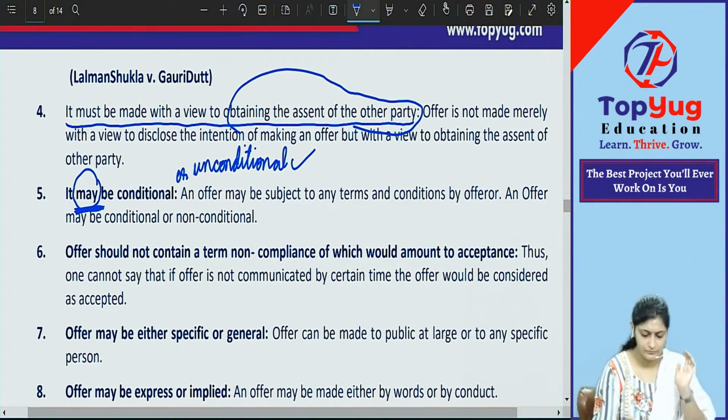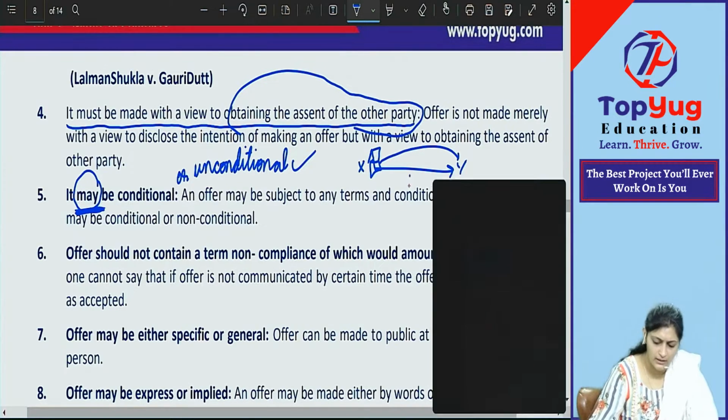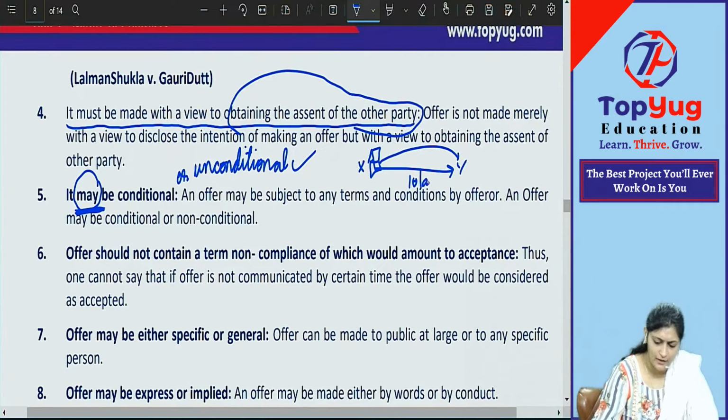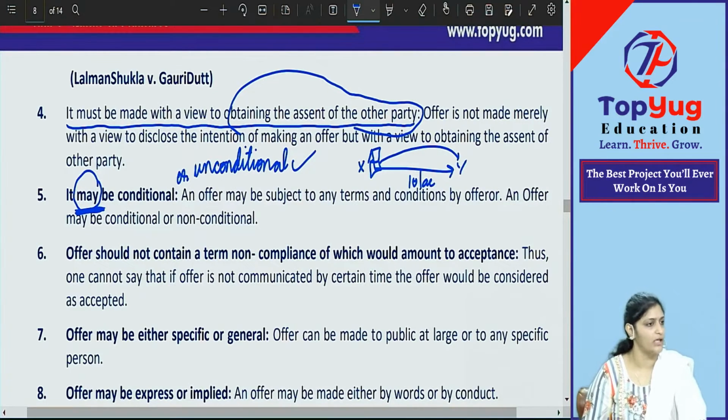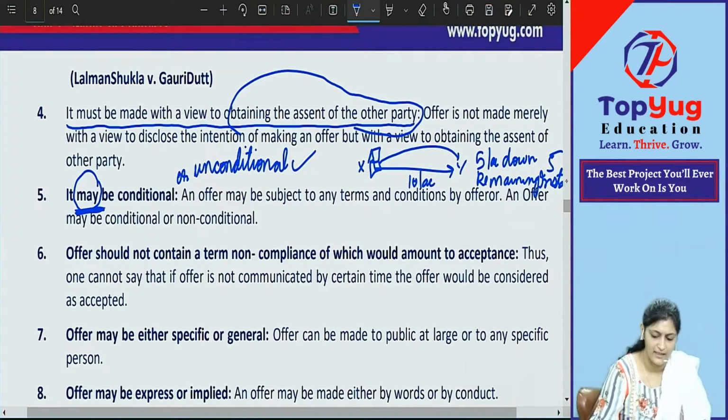Say for example, if in this case I am saying, X, I want to sell you my house, which is worth 10 lakh rupees. But for that house, I want 5 lakh rupees down payment and remaining money in 5 installments. And remaining money in what?